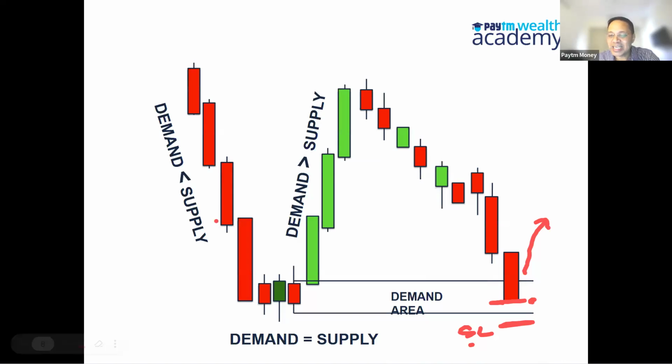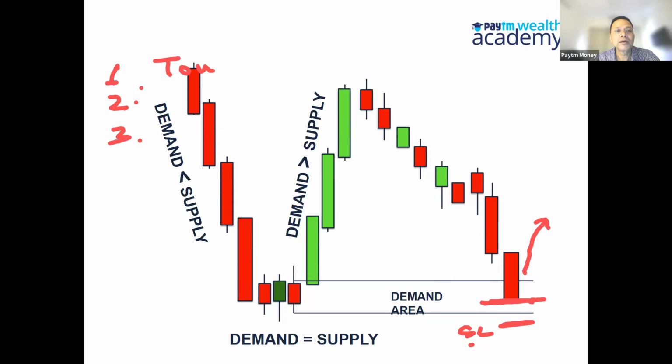When you buy it here, it is not the number 1 entry. It is number 2. You saw the structure, so the price is inside the demand zone. When you buy here inside the demand zone, we talked about 3 entries. Number 1, number 2, and number 3 entry. What is the number 1 entry? Touch, when the price comes and touches the demand zone.